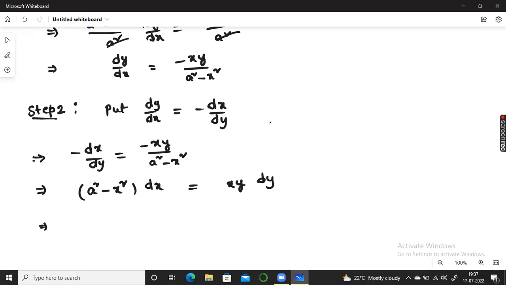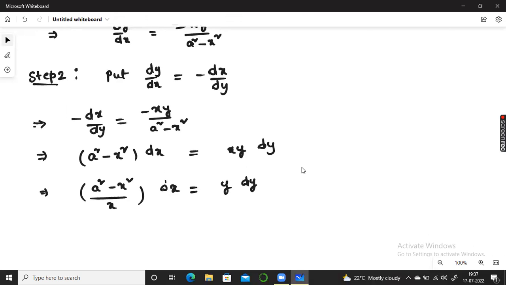Now in this equation, x you can bring this side. What I am doing is taking x terms to one side and y terms to another side. That is what I am doing. So a square minus x square over x dx is equal to y dy. Now see, this equation I can simply solve.